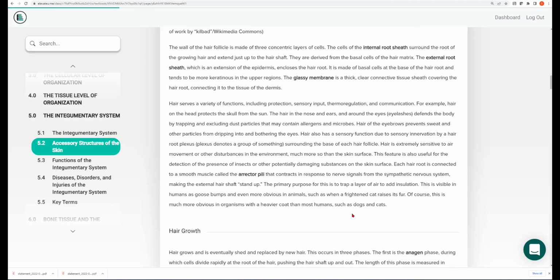I will say that each of your hairs is connected to a smooth muscle called an erector pili muscle. And this muscle is going to contract in response to signals, typically when you're scared, right? And that pulls your hair to stand up. The other thing that can happen is when you're cold, you can get goose bumps, and that will help you with trapping some air for insulation. But typically we think of erector pili muscles pulling when you're scared or when you're cold.